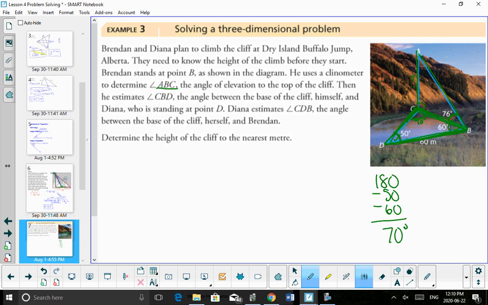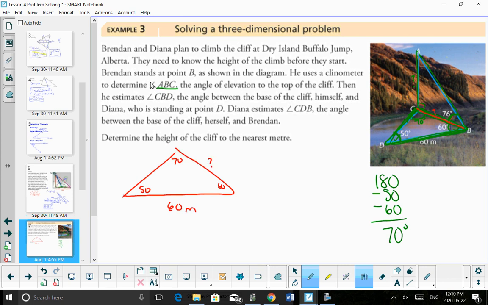In grade 10, when we had questions that involved 2 triangles, we always found the side in common. That's typically what we did. So I'm going to find this side right here, and put a question mark. I'll draw that triangle over here. I know this is 70, this is 50, this is 60. This side is 60 meters, and I'm looking for this side right here.